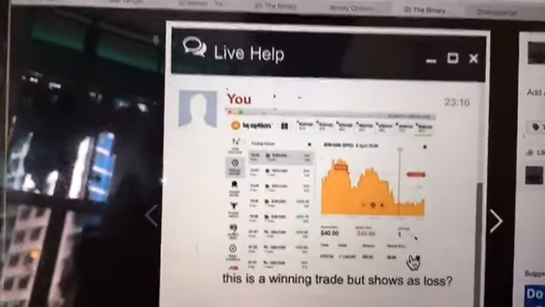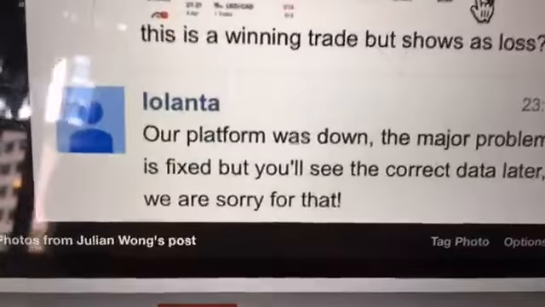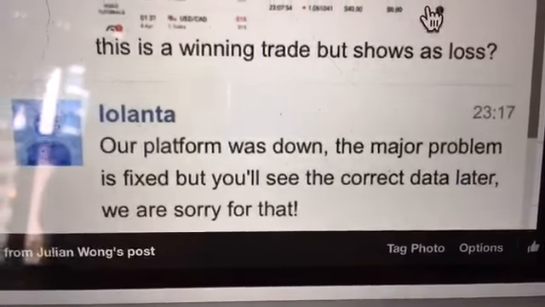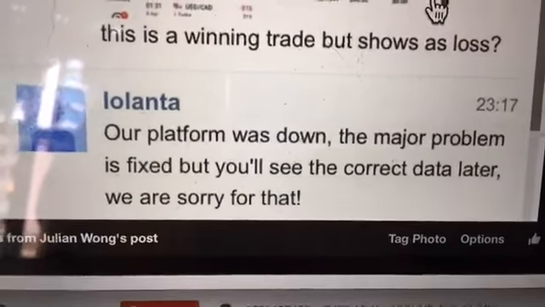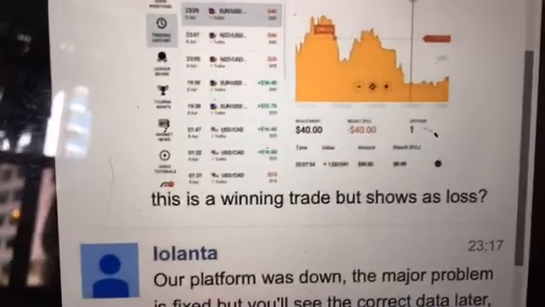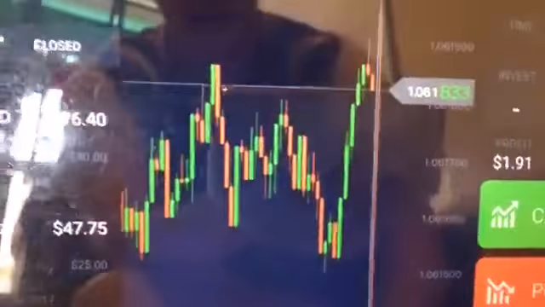So I took a screenshot and sent it to the live chat on the IQ Option page, and they replied: our platform was down, one major problem is fixed, so you will see the correct data later. Sorry about that. And then there is the other picture, of course.